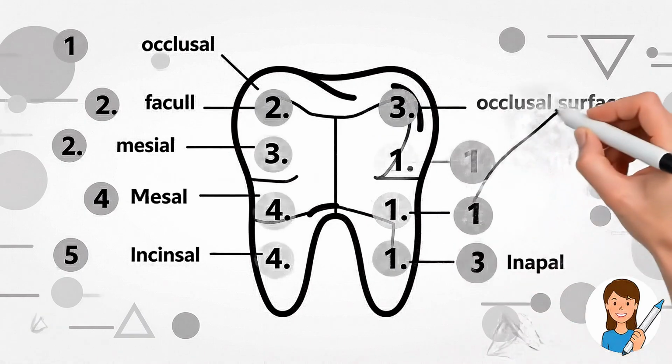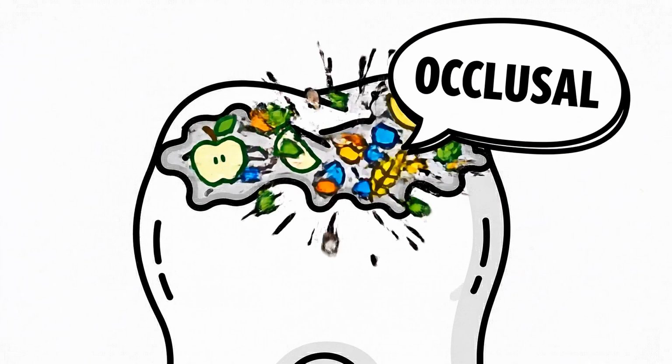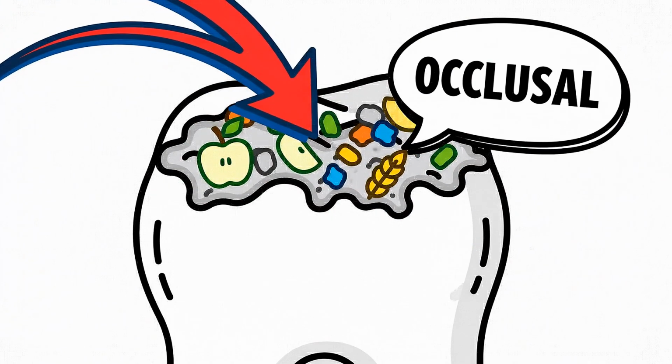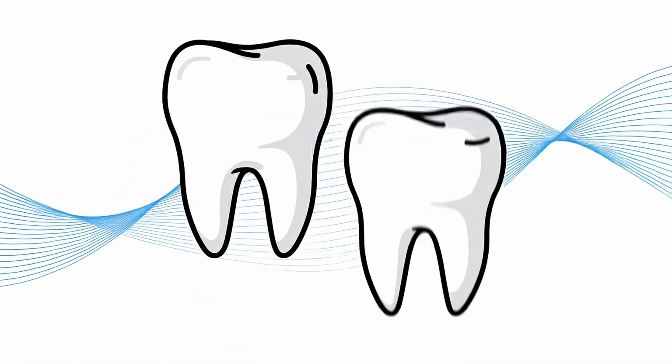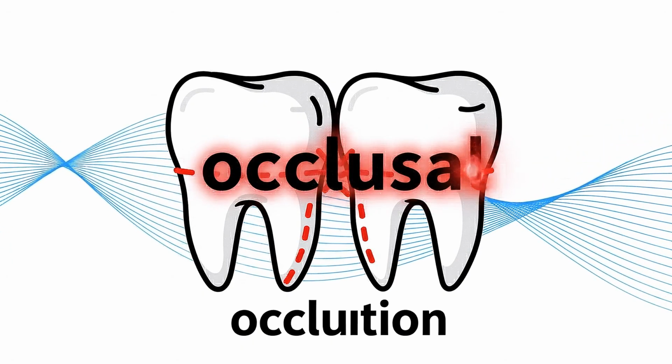Let me explain. 1. Occlusal surface. This is the chewing surface on your back teeth, your molars and premolars. It's the bumpy top part that grinds your food. Easy to remember. Occlusal comes from occlusion, which means how your teeth meet when you bite down.